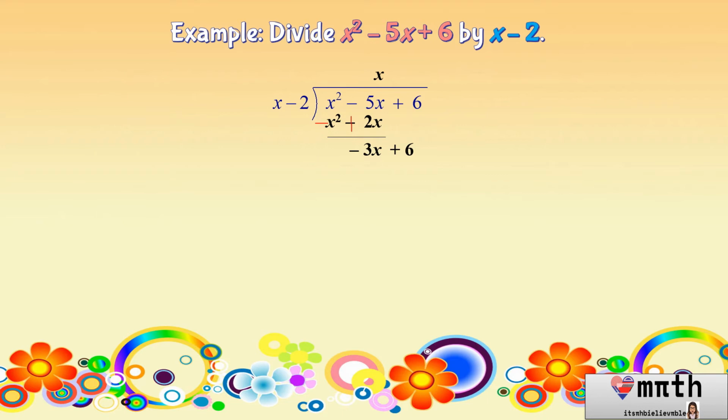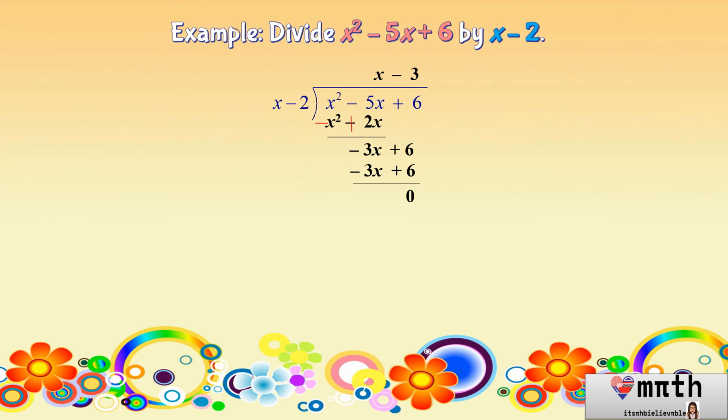Then, again, let us perform the division, followed by multiplication and the subtraction. So, first term by first term, negative 3x divided by x, that would be equal to negative 3. Then, multiply again to the divisor. Negative 3 times x, that will be negative 3x. Negative 3 times negative 2, that will be positive 6.